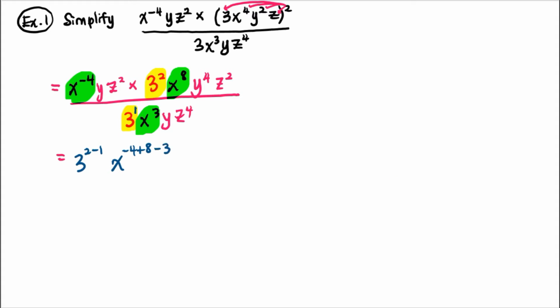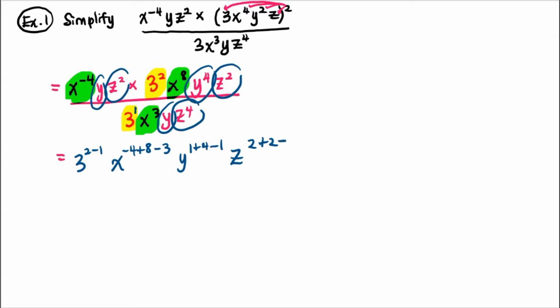All right, for y now, you consider y here. So we'll have y 1 plus 4 minus 1. Now we have z squared. So we have z to the power of 2 plus with 2. You divide with minus 4, right? Something like this. And then we need to simplify this.